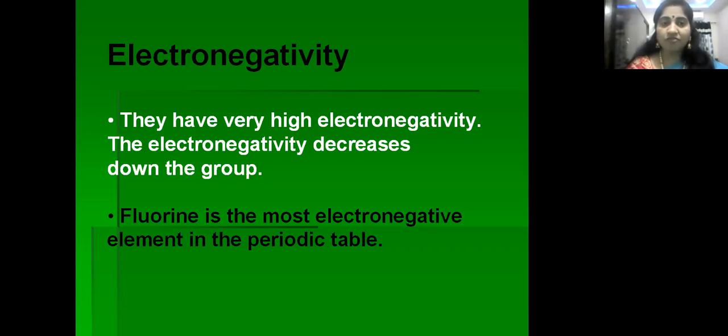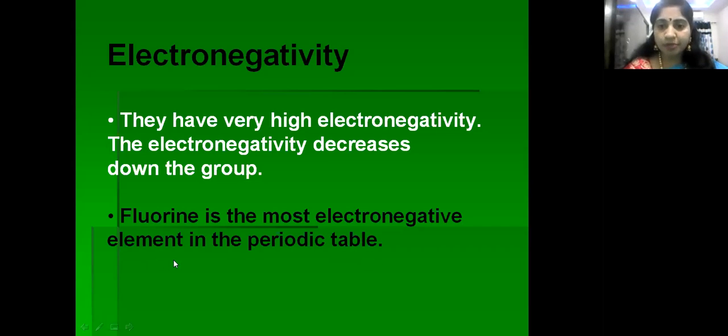So because of that, fluorine is having very high electronegativity. Okay, so they have very high electronegativity. 17 group elements are having small size when compared with the remaining elements, is it not? So because of that, 17 group elements are highly electronegative elements. The electronegativity decreases down the group because atomic size increases, electronegativity decreases. Fluorine is the most electronegative element in the periodic table.